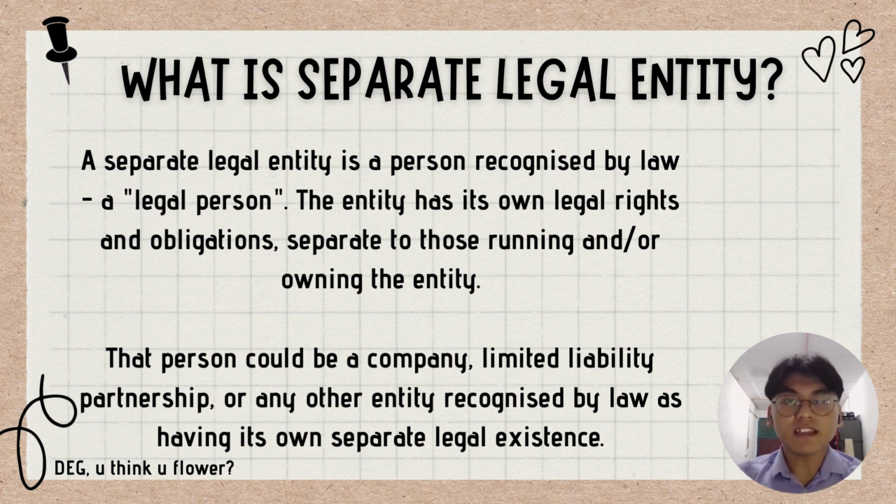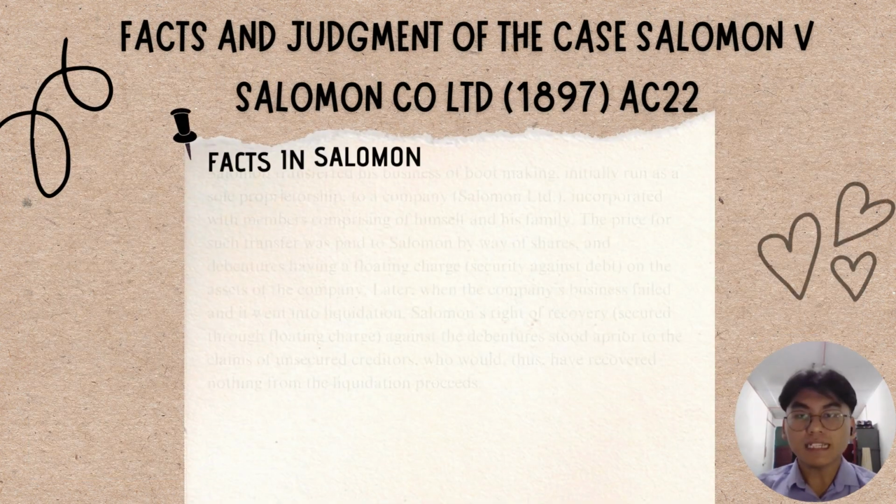What is a separate legal entity? A separate legal entity is a person recognized by law, a legal person. The entity has its own legal rights and obligations, separate to those running or owning the entity. That person could be a company, limited liability partnership, or any other entity recognized by law as having its own separate legal existence.